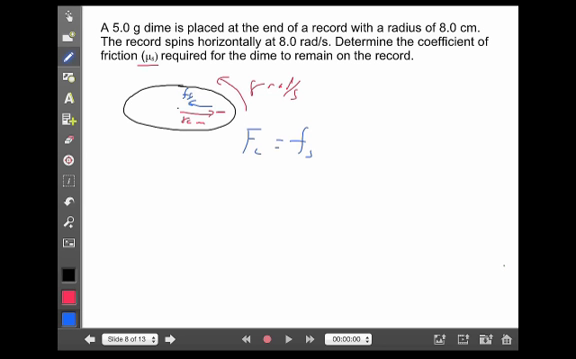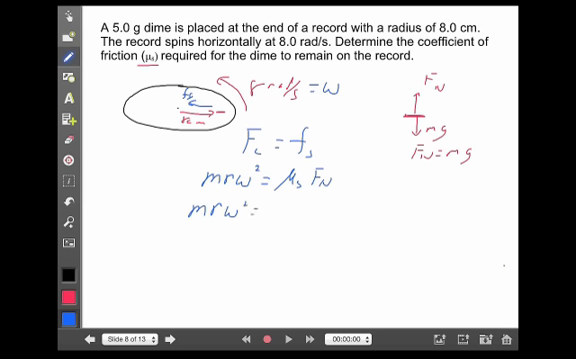So again, now let's substitute. Now be careful because in this case we have radians per second, which is an angular velocity, omega. So we want the centripetal force equation m r omega squared, because we have an angular velocity. Friction is still mu times the normal force. The dime is sitting flat, so that means normal is acting up and weight is acting down. So once again, the normal force and the weight are equal to each other. So I can substitute in. So now I have m r omega squared is mu s m g.